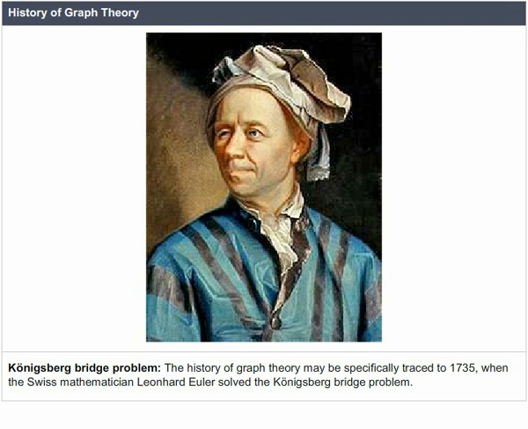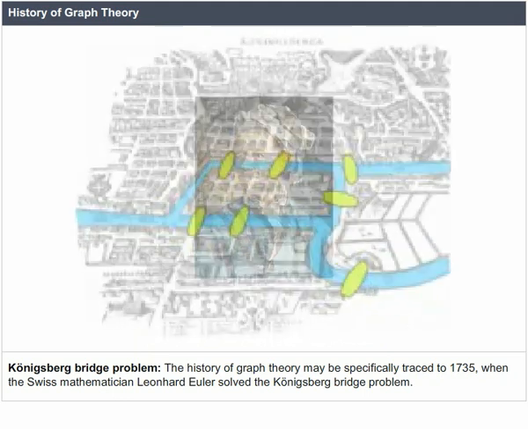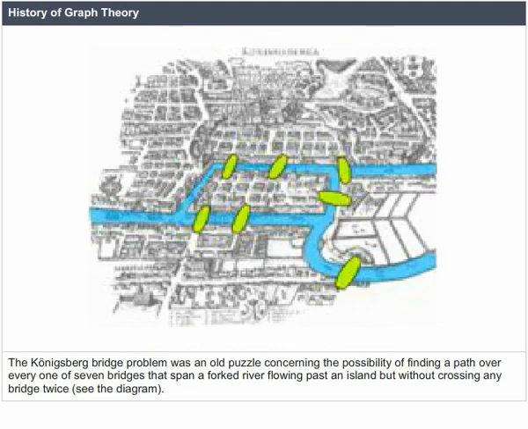The history of graph theory may be specifically traced to 1735, when the Swiss mathematician Leonhard Euler solved the Königsberg bridge problem. The Königsberg bridge problem was an old puzzle concerning the possibility of finding a path over every one of 7 bridges that span a forked river flowing past an island, but without crossing any bridge twice.